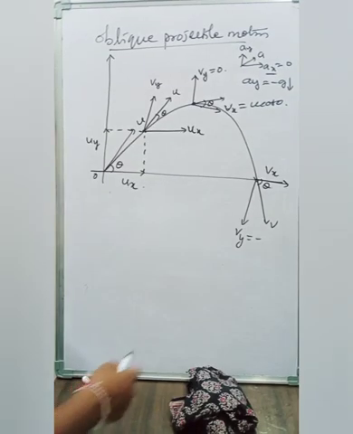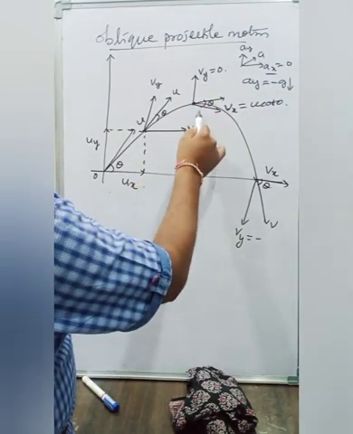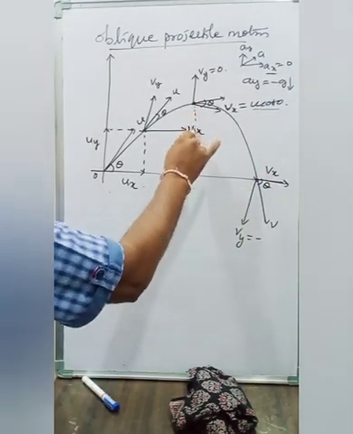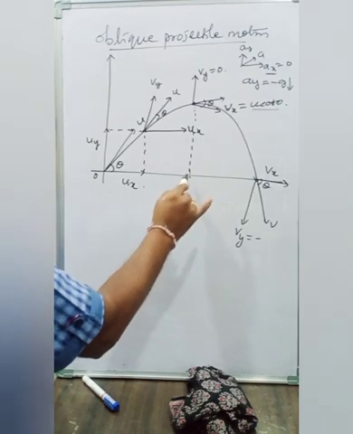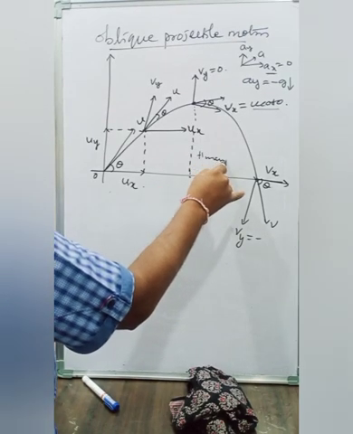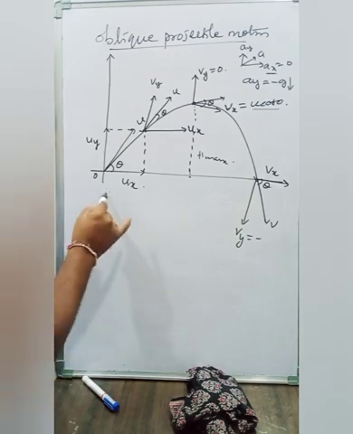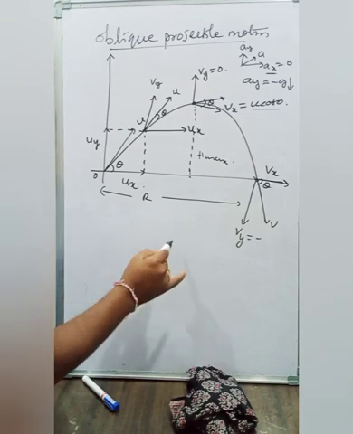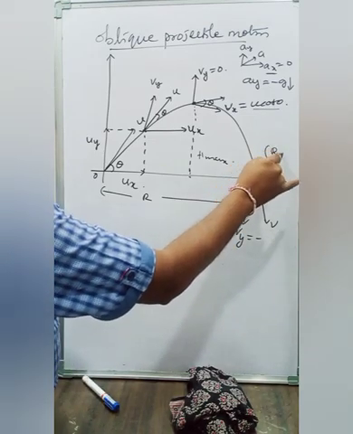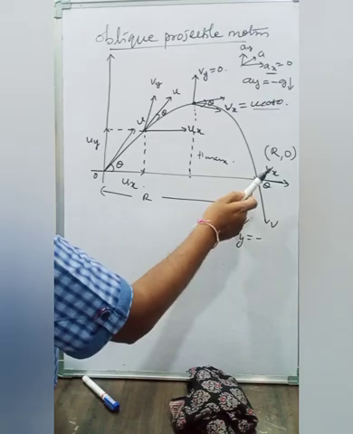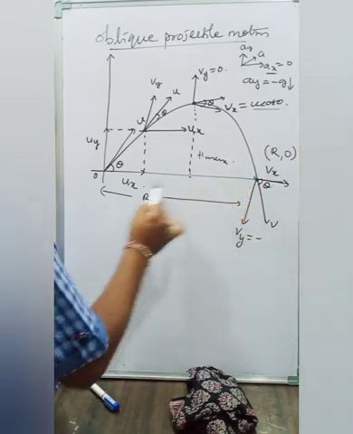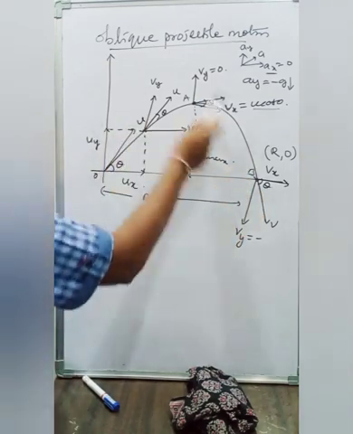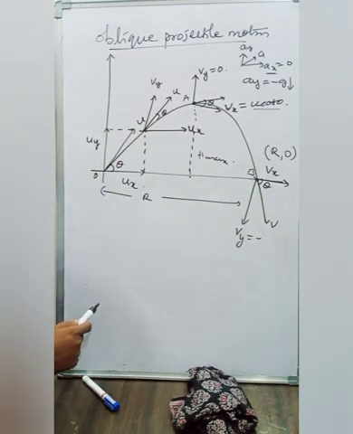Here Vy is equal to 0, Vx is equal to u cos theta. From the point of projection to the highest point is called the maximum height. From the point of projection to the point where it reaches the plane is called the horizontal range. So here we can write R comma 0 along the x-axis, the y coordinate is 0. Calling this A and this B, OAB is the parabolic path.